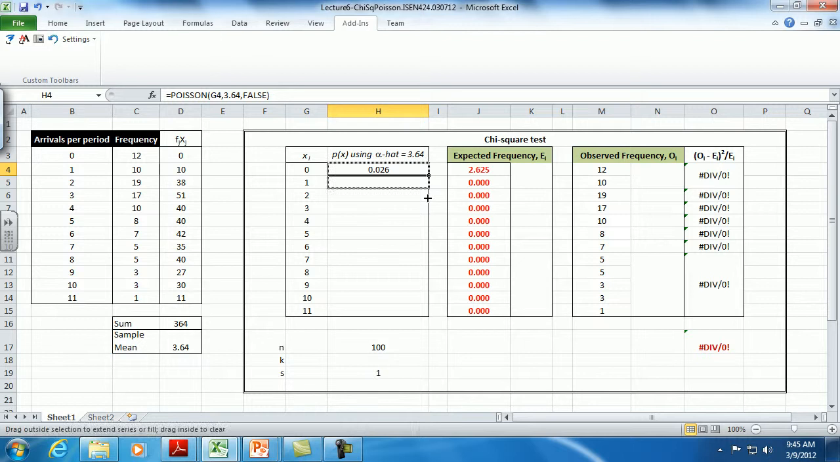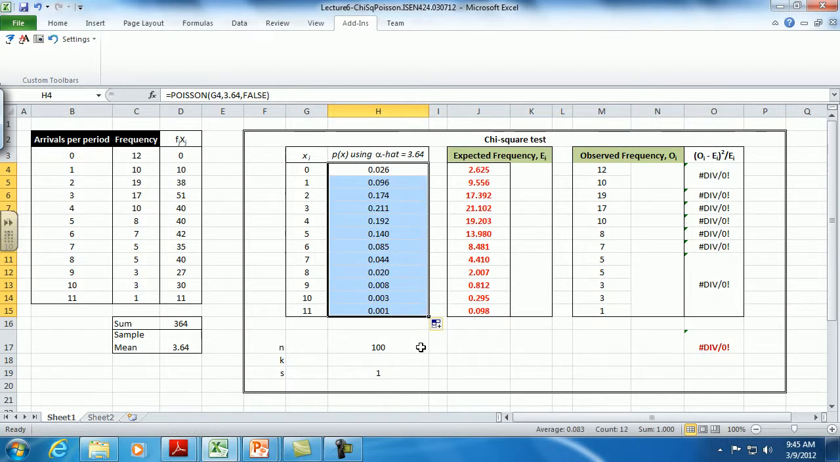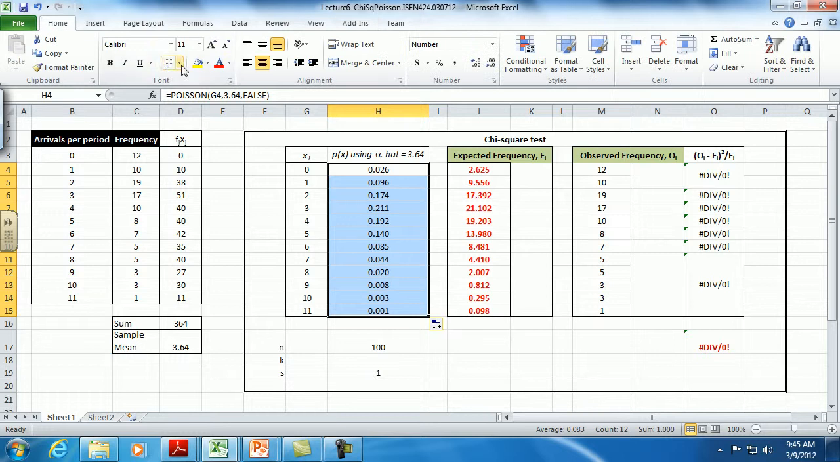And we can extend this formula for all those cases. So we have the probability of having 1 arrival is 0.096. The probability of having 2 arrivals is 0.174, and so on. Okay? Now, we need to compute the expected frequency, and we're going to use these probabilities that we just computed to get the values for the expected frequency.